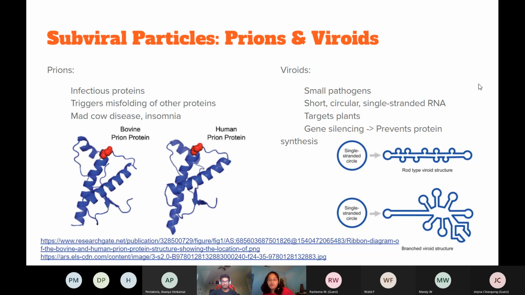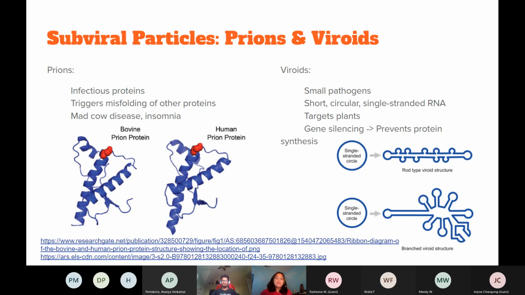So moving on. Nikhil talked about almost everything viral. I'm going to be going over the last part, and then I'll be going into bacteria. So before we go into bacteria, we have the subviral particles. Sounds familiar? There are two that we're going to discuss today: prions and viroids. They're different in structure, they're different in what they target, and they're different in their function as well. So let's start with prions.